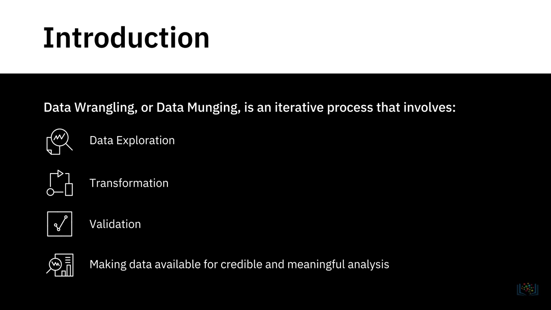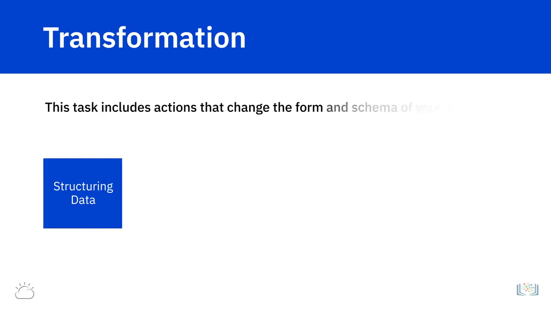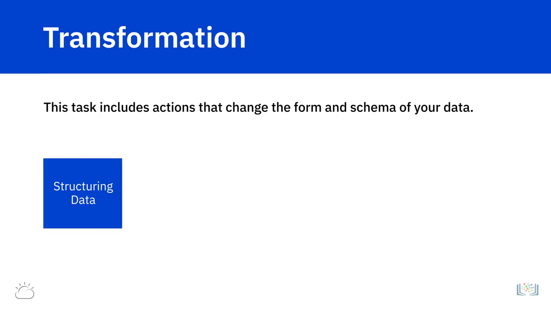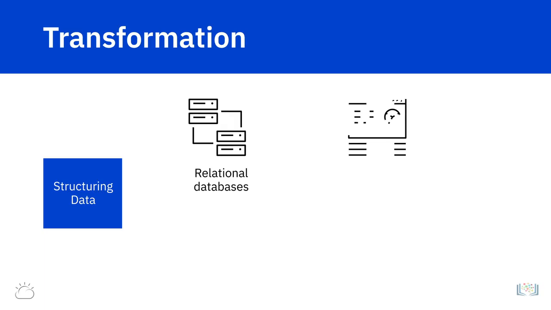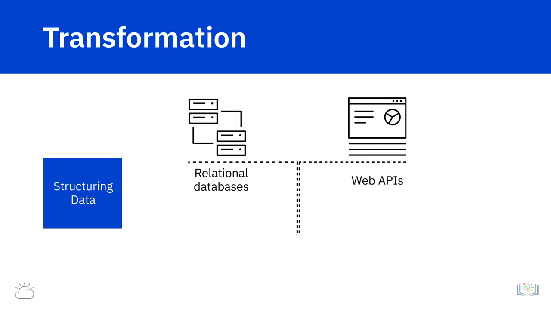Now, let us look at some of the key transformations that data typically undergoes in a data analytics scenario. Let's begin with the first transformation task, structuring. This task includes actions that change the form and schema of your data. The incoming data can be in varied formats. You might, for example, have some data coming from a relational database and some data from web APIs. In order to merge them, you will need to change the form or schema of your data.